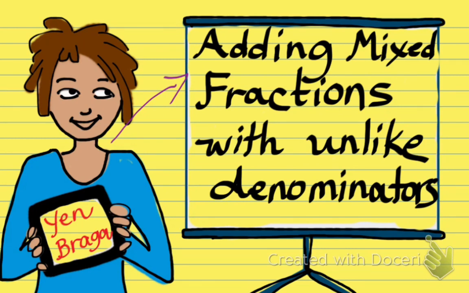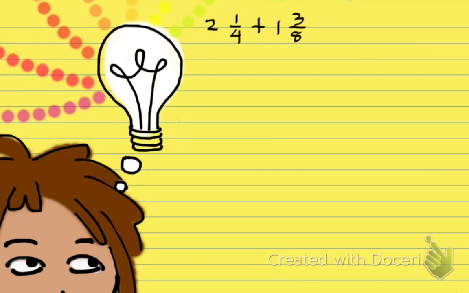For today's video, we will be adding mixed fractions with unlike denominators. Let's take a look at this example. We have 2 and 1/4 plus 1 and 3/8. So how are we going to add these mixed fractions?